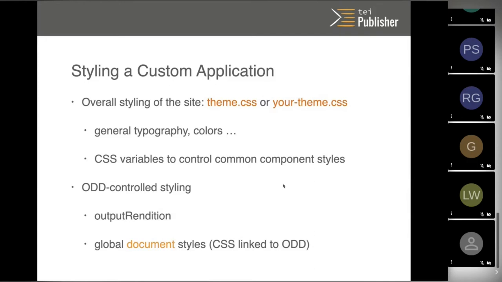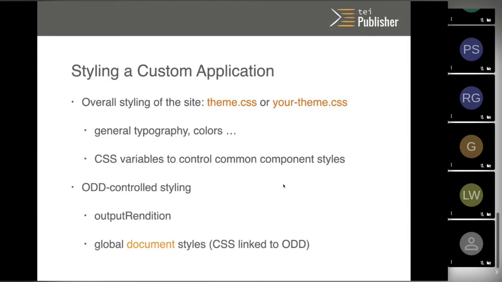So we have this other aspect of styling, which is controlled via the ODD. Yeah, so we already did that. I mean, we used output rendition in the ODD to set particular CSS properties on certain elements of the site. There's also another method, which would be to, instead of using output rendition, reference an external style sheet, which will be linked to the ODD. So that's the recommended way to do it. There are also other ways, but in any case, styles being applied in this ODD controlled environment, they will only apply within the ODD.